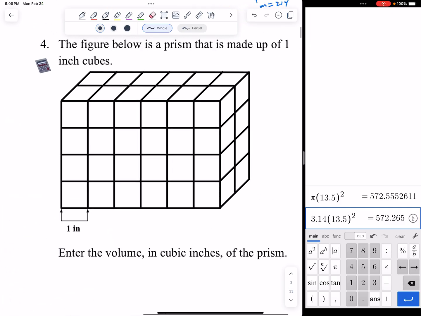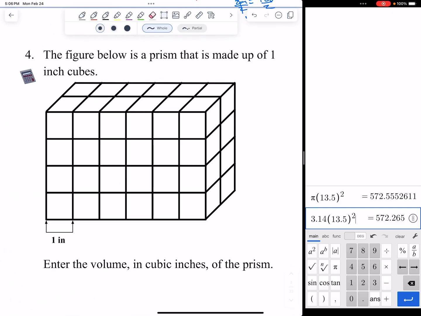All right, next one. The figure below is a prism. It basically looks like a box, right? It's a prism that is made up of 1-inch cubes. Can you see the 1 inch right here? And there's the other cube, and there's a bunch of cubes that are stacked together. Can you tell? And then I can go like this. That was the best I could do with my little 3D imaging.